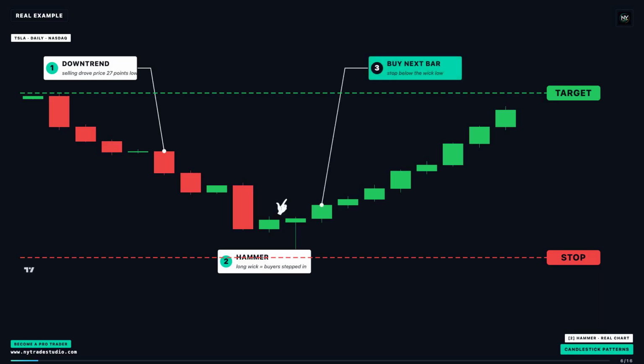Entry on the next bar's open. Stop loss just below the hammer's wick low. That's your defined risk. Target the next major resistance level above. Volume matters too. The hammer bar should print on above average volume. Heavy volume means real buyers stepped in, not just a quiet drift back up.